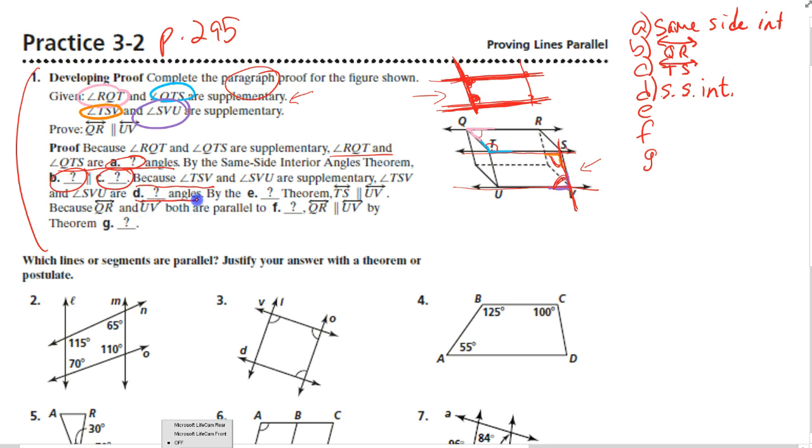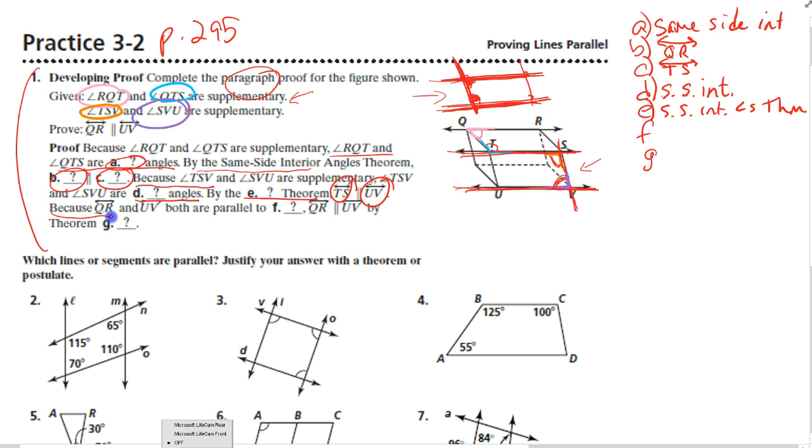So now we're up to letter D. By the theorem, guess what? It's the exact same thing that they just did up here. By the same side interior angles theorem, THM is a traditional way to abbreviate theorem, line TS is parallel to line UV. TS parallel to UV. Okay, got it.